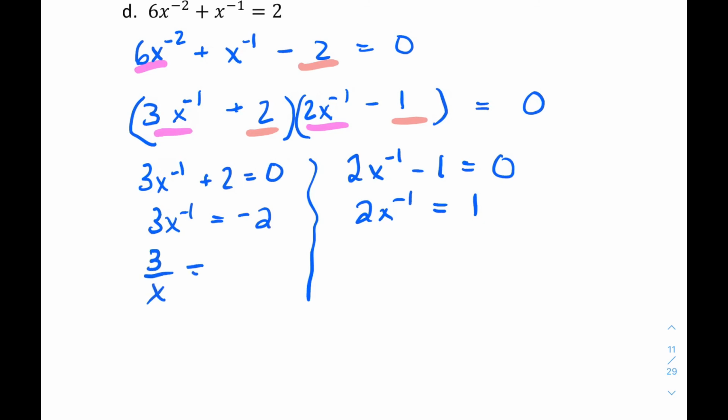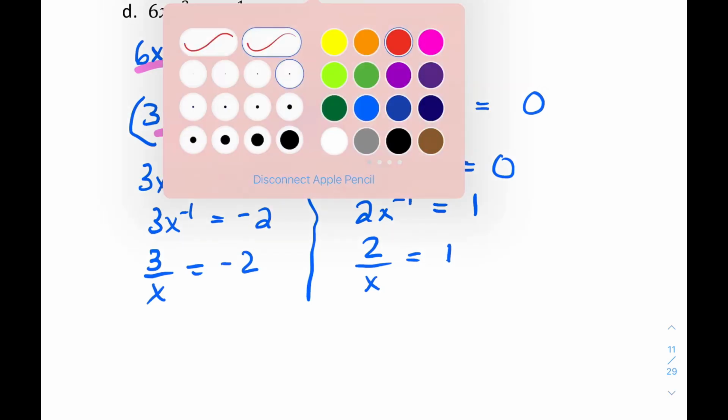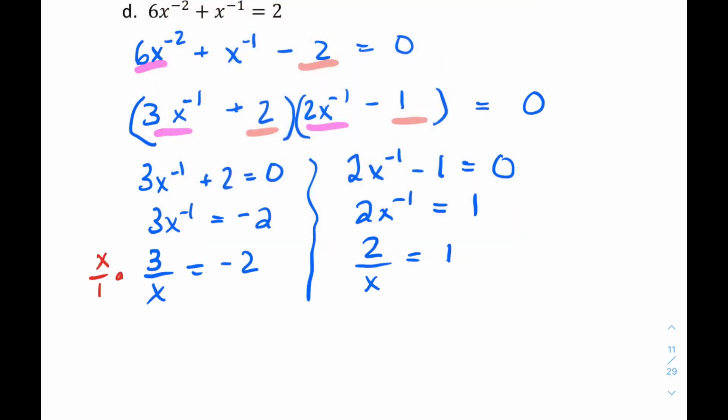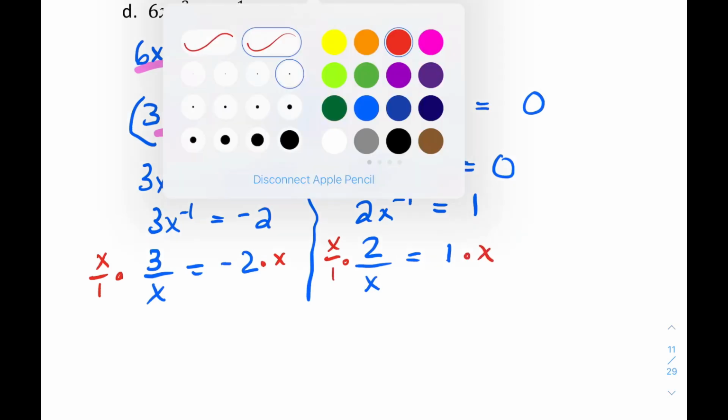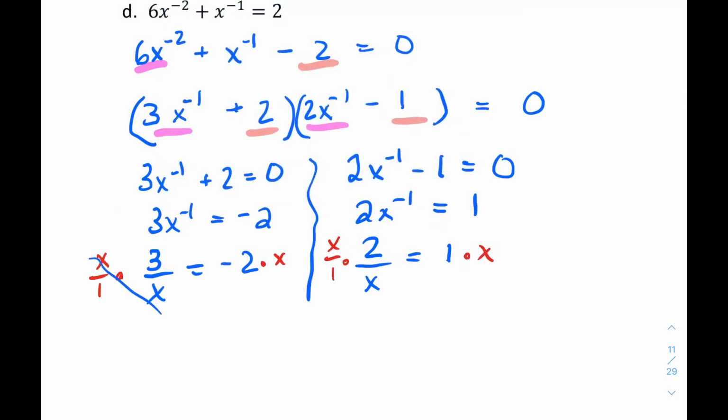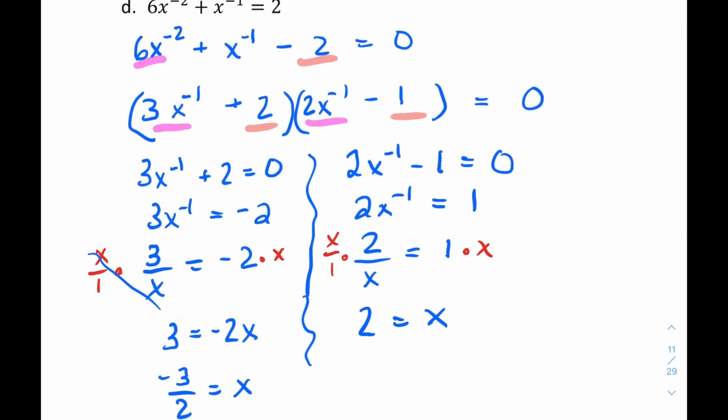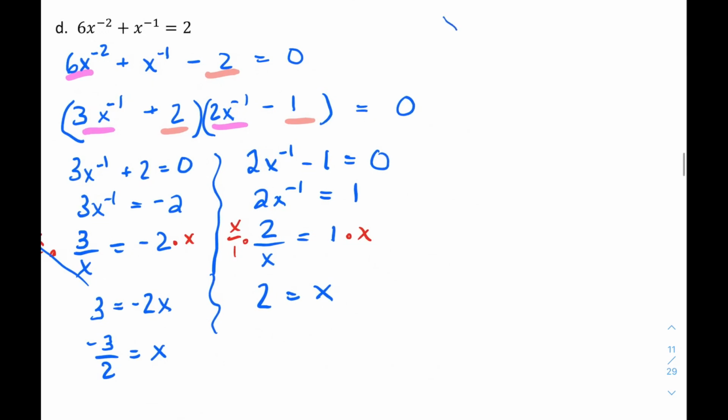Remember, that is 3 over x, only the x has the negative exponent, not the 3 there. Same with the 2. And then I need to get my variable out of the denominator, so I'm going to multiply both sides by x, which will just leave me with 3 equals negative 2x, and 2 equals x. So you get x equals negative 3 over 2, and x equals 2, which, think about plugging them back in, checking them, because this does have rational expressions like fractions, so you couldn't have 0.